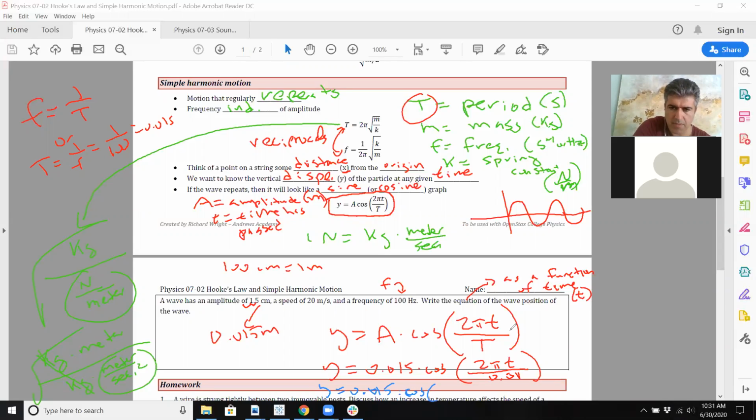Times cosine of 200 pi t. And so that would be an equation that you could write to represent this wave. So, okay, that kind of covers the notes here for 7.2.